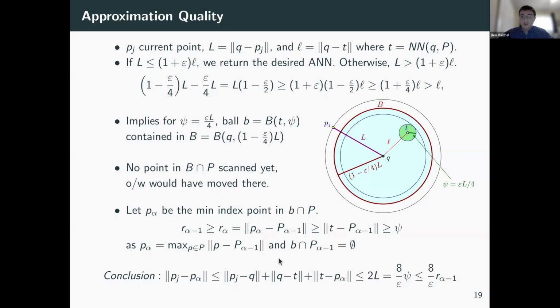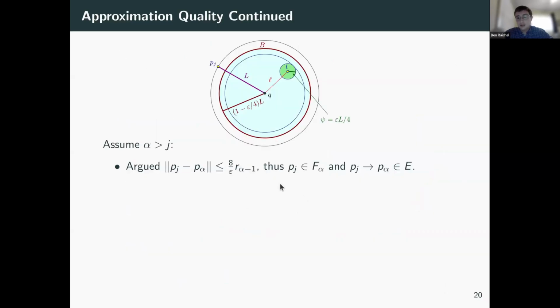Okay? So I did that maybe kind of fast, but the main point is that the distance from Pj to P alpha is less than or equal to 8 over epsilon R alpha minus 1, which is key because that is the condition for it being a friend. So let me assume that alpha is greater than j. In a second, I'll say that it actually has to be, but just assume that now. If alpha is greater than j, and Pj to P alpha is less than or equal to 8 over epsilon R alpha minus 1, that means Pj by definition is a friend of alpha. So the edge Pj to P alpha is there.